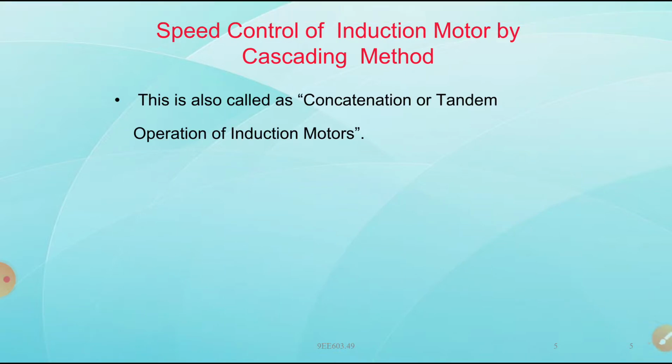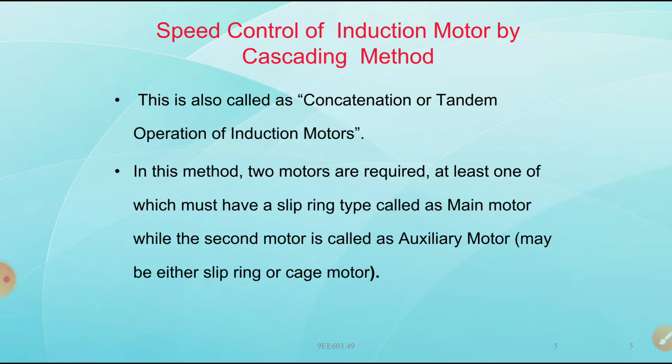So, this is also called the cascading method, or concatenation, or tandem operation of induction motors. In this method, two motors are required, at least one of which must be a slip ring type, called the main motor. A slip ring induction motor is required. The second motor is called the auxiliary motor, and it may be a squirrel cage motor or a slip ring induction motor.